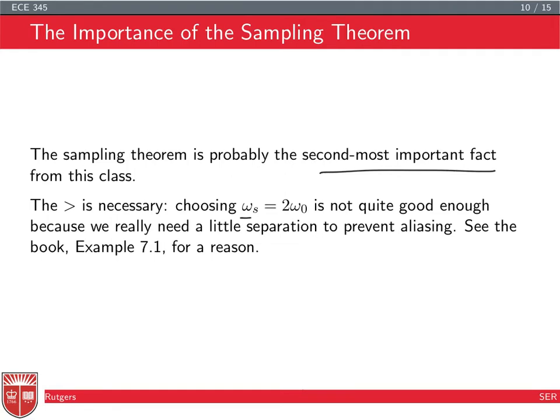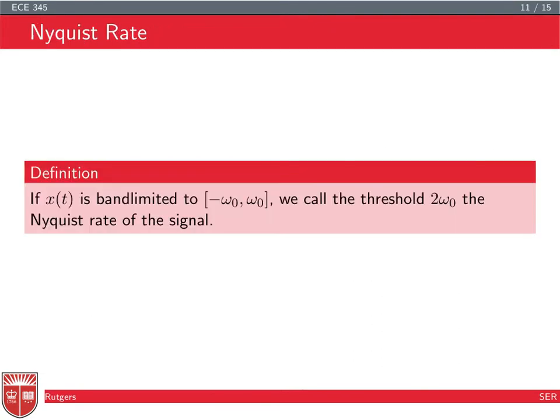It's a very important theorem, and sometimes you have to leave a little bit of space between omega s and 2 omega 0 to make sure that you don't have aliasing. So omega s should be strictly greater than 2 omega 0, and there is an example in the book about that. And again, a definition that I mentioned before: we call 2 omega 0 the Nyquist rate.